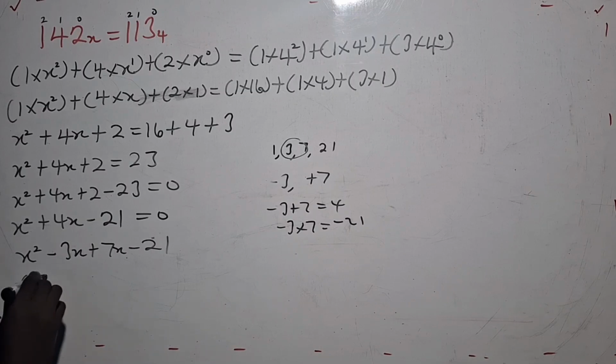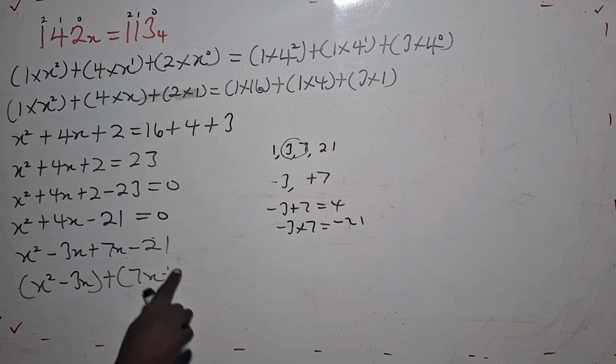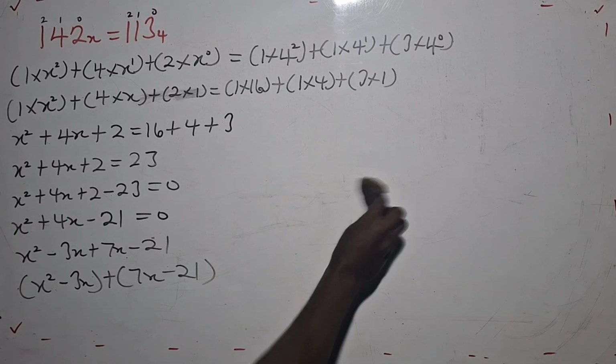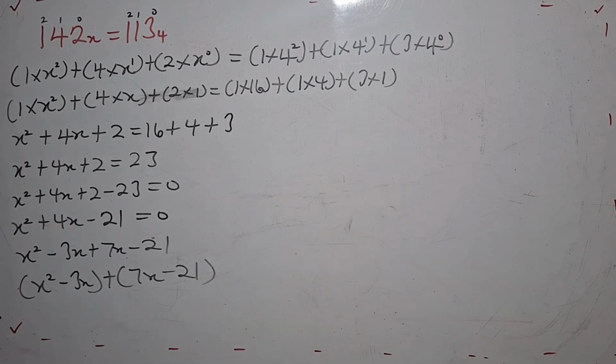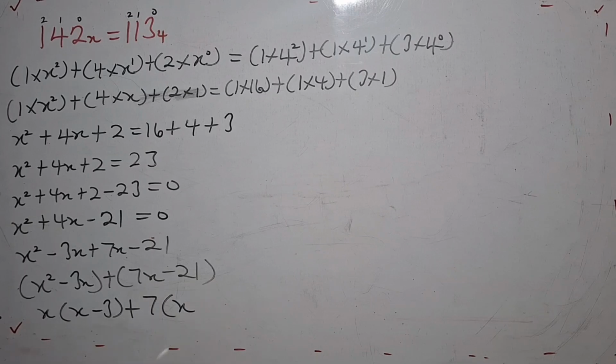So I'll use the method of grouping. So x squared minus 3x, plus 7x minus 21. So I have to factorize this. Now what is a common term here? There's no number, so I have x here. x is out, so there will be x here minus 3, plus the common factor for the numbers is 7. So 7 times x, positive, and the negative will still be negative.